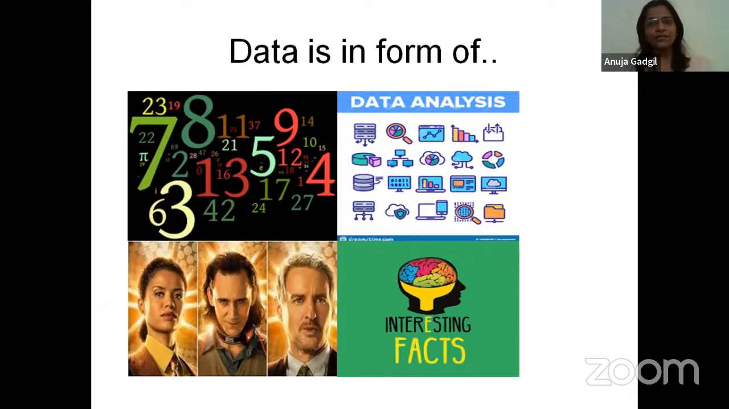So you are creating information on the basis of some kind of source. So characters also could be in the form of data. Interesting facts, any interesting fact, that is also called data. So we get information from this data. I repeat, my dear friends, there's a difference between data and information. You get information from data. Data is a huge ocean of knowledge.